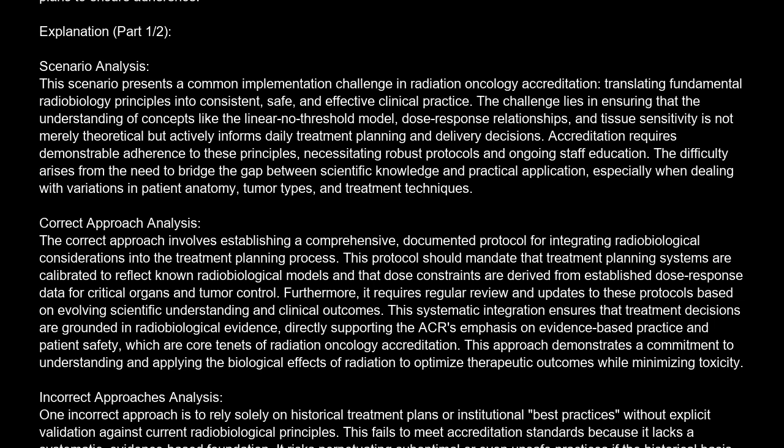One incorrect approach is to rely solely on historical treatment plans or institutional best practices, without explicit validation against current radiobiological principles. This fails to meet accreditation standards because it lacks a systematic, evidence-based foundation. It risks perpetuating suboptimal or even unsafe practices if the historical basis was not rigorously derived from radiobiological data.